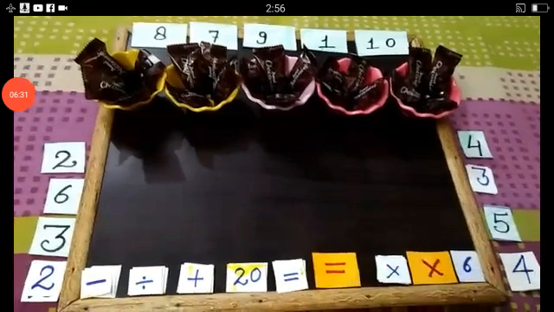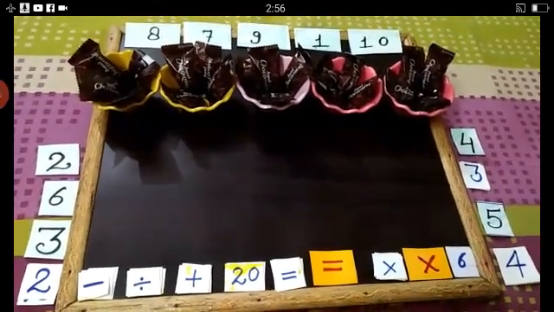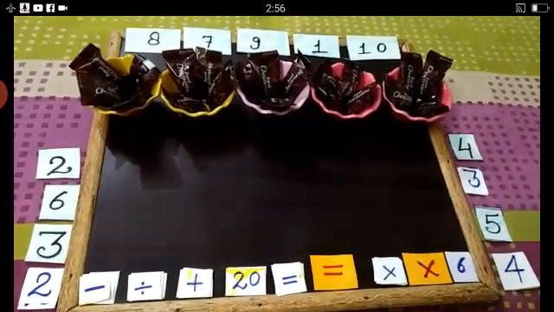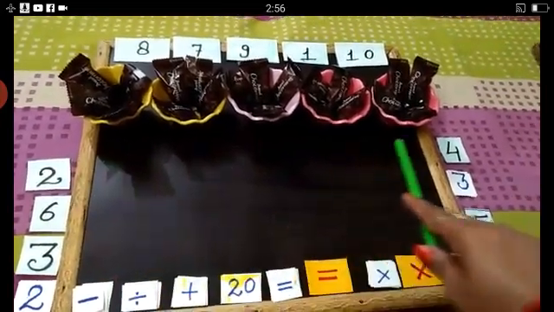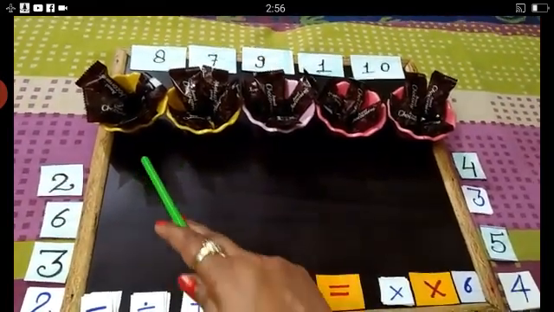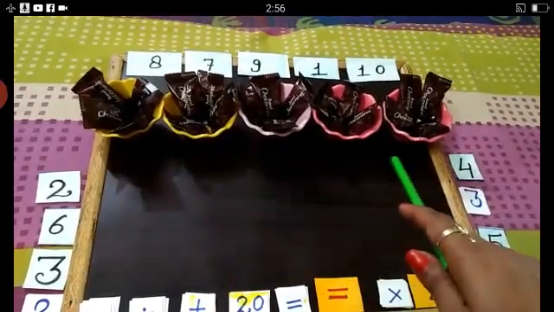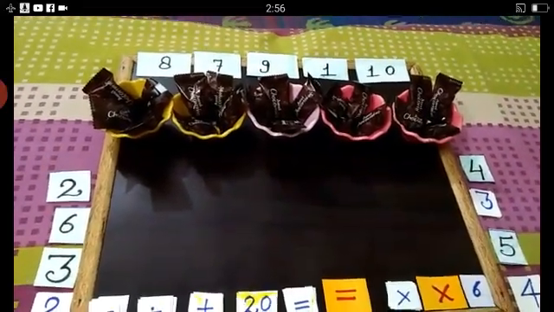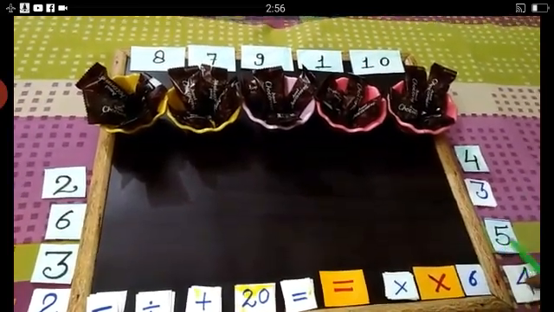So, children, in this video, we are going to learn about multiplication as repeated addition form. So, children, look at here. In this picture, these balls represent a group. So first we count how many groups are there. 1 ball, 2 ball, 3, 4, 5. 5 balls represent 5 groups. How many groups? 5 groups.